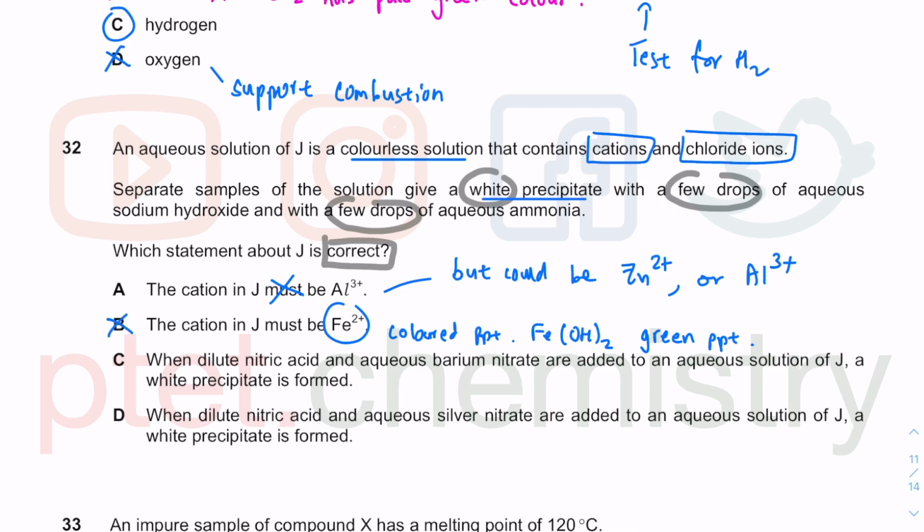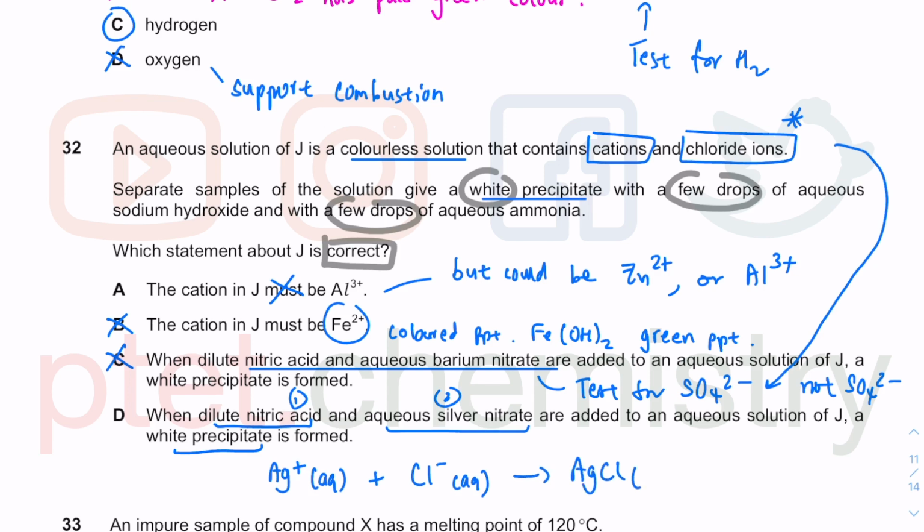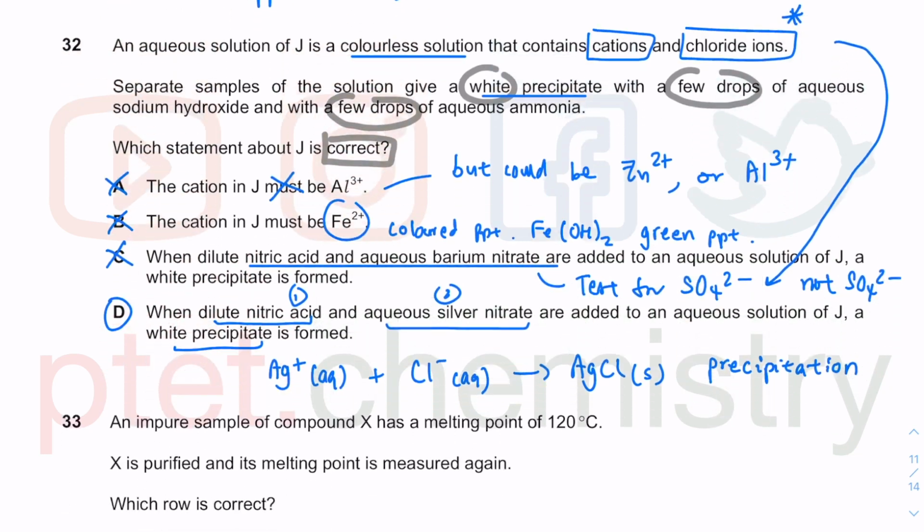When you add in dilute nitric acid first and then you add in barium nitrate, this is the test for sulfate, and you get a white precipitate. So this one we can say it's not sulfate, it is chloride if you read the question. So C is wrong. And D, this is the test with aqueous silver nitrate. After you add in acid first, then you add in a solution of silver nitrate, you get a white precipitate. This is the precipitation reaction of insoluble silver chloride precipitate. It's a classic ionic equation based on the solubility rules, and therefore D must be the only correct answer there.